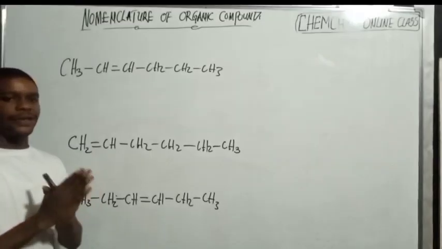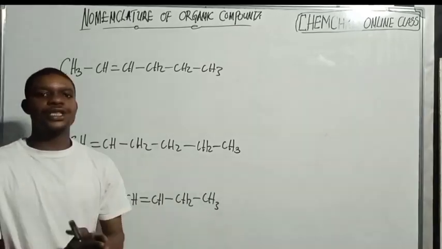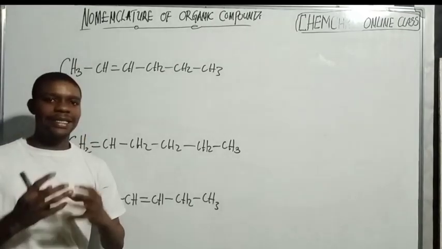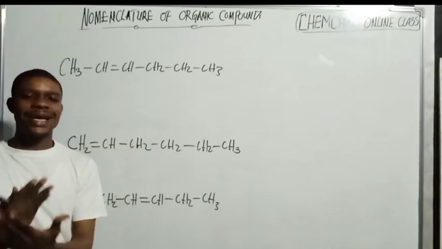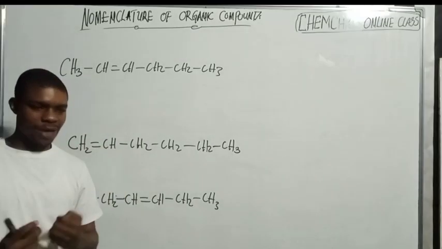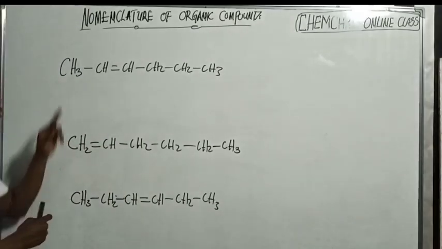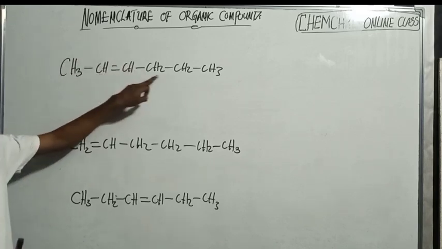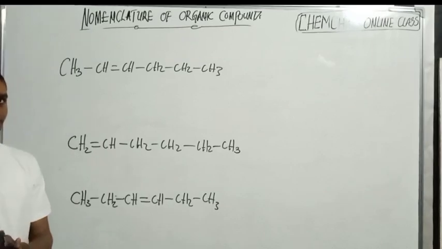How do you name this compound here? So now let's focus on the nomenclature of the alkenes. Alkenes have a double bond. So whenever I see a double bond in an organic compound, it is an alkene, right? So let's look at this one here. Now how many carbon atoms do you have here? Here we have 1, 2, 3, 4, 5, 6. Here we have 6 carbon atoms.